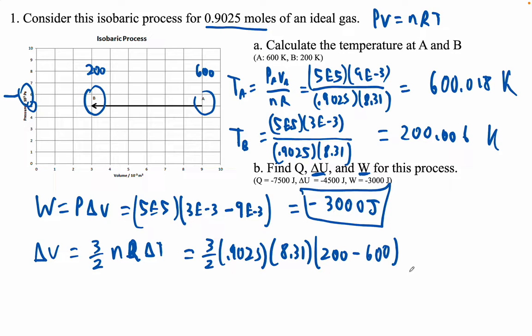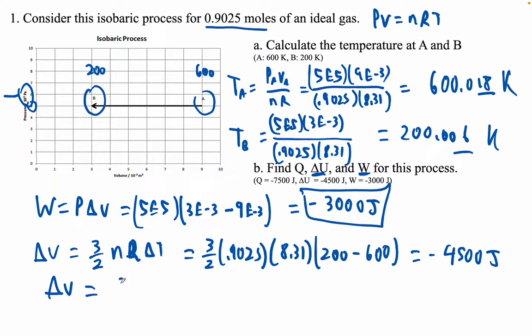3 divided by 2 times 0.9025 times 8.31 times left parenthesis 200 minus 600. And I get that it's equal to negative 4,500 basically. It's 4499.865. I'm pretty sure if I included all these values instead of just typing 200 and 600, I would have gotten exactly 4,500. So you ask yourself, why is that such an even number when we're using random stuff like this? And the answer is that we can find delta U this way.